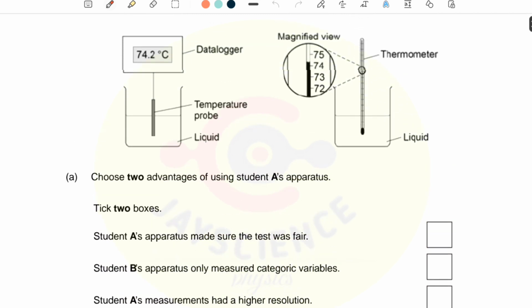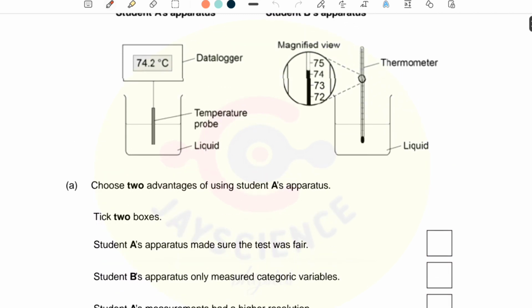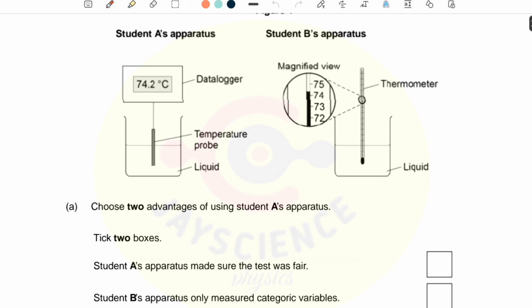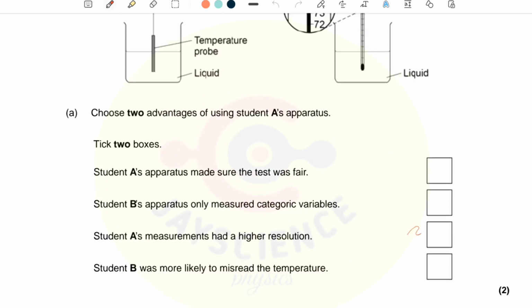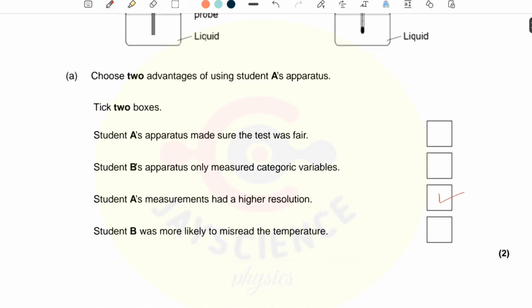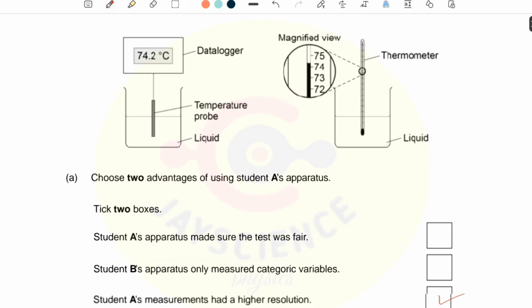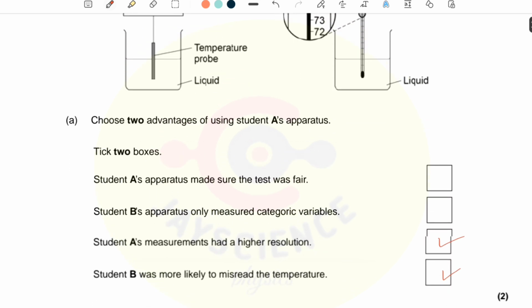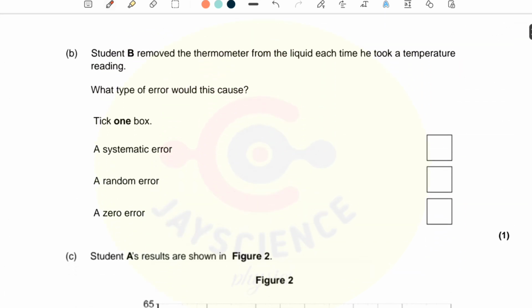One of the things we noticed here is that student A's measurement will definitely have a higher resolution, and also student B will likely misread the temperature because of some of the errors that might arise from that thermometer. Moving on, it says student B removed the thermometer from the liquid each time he took a temperature reading. What type of error would this cause? Definitely that's a random error by the way.